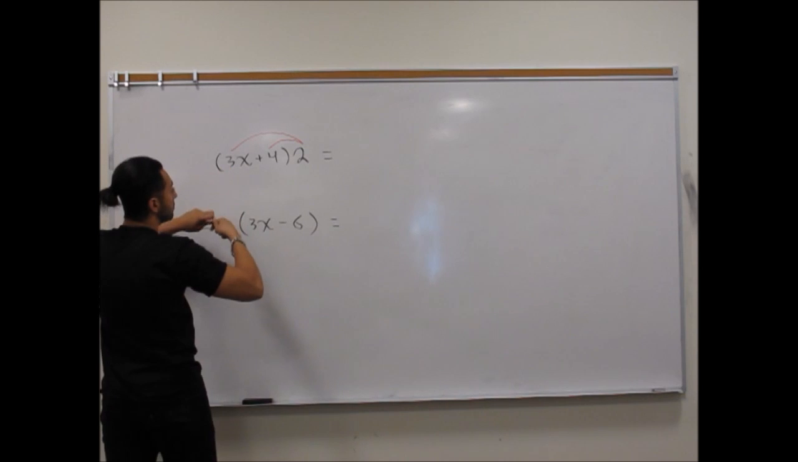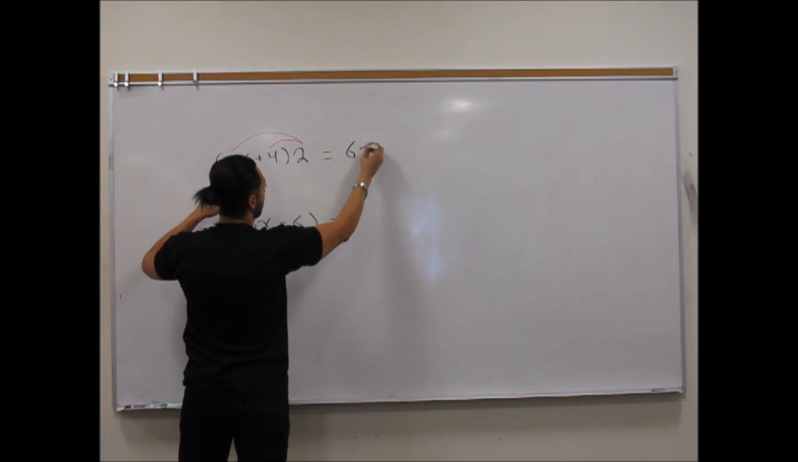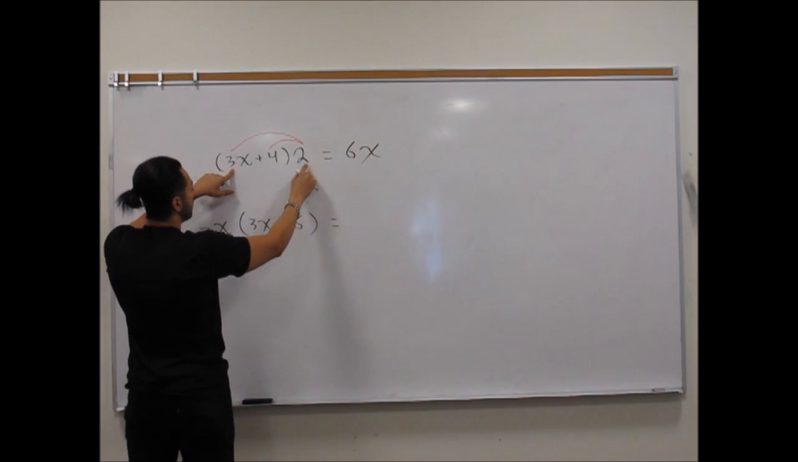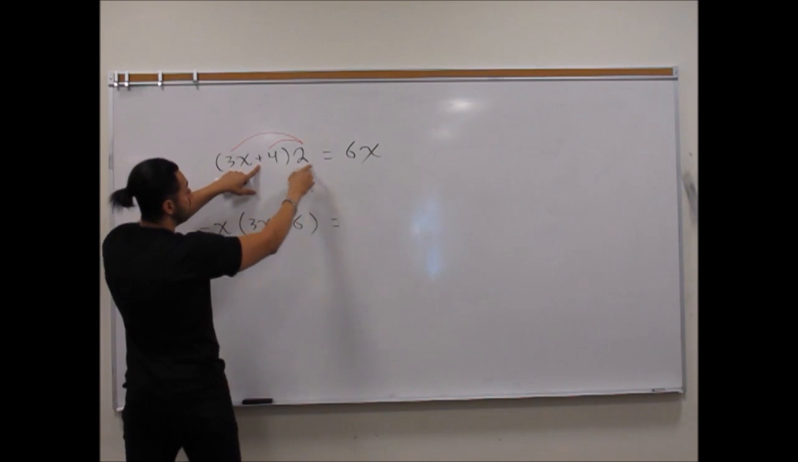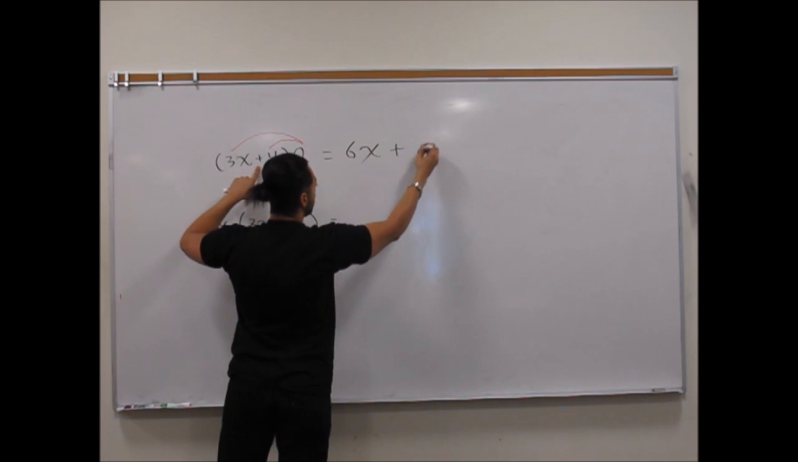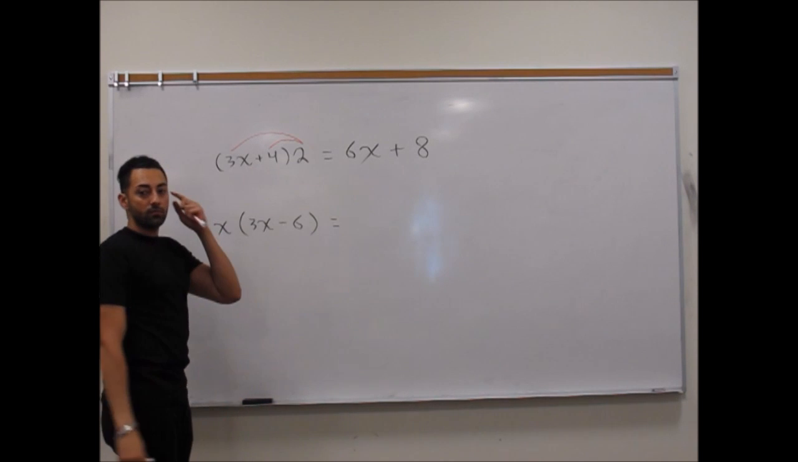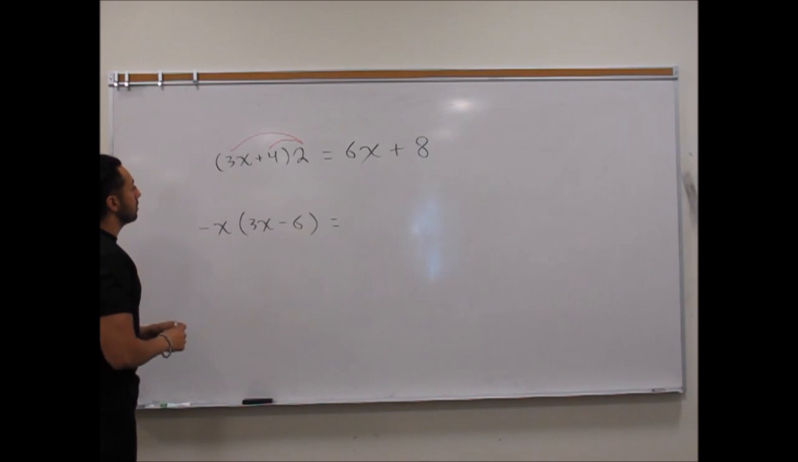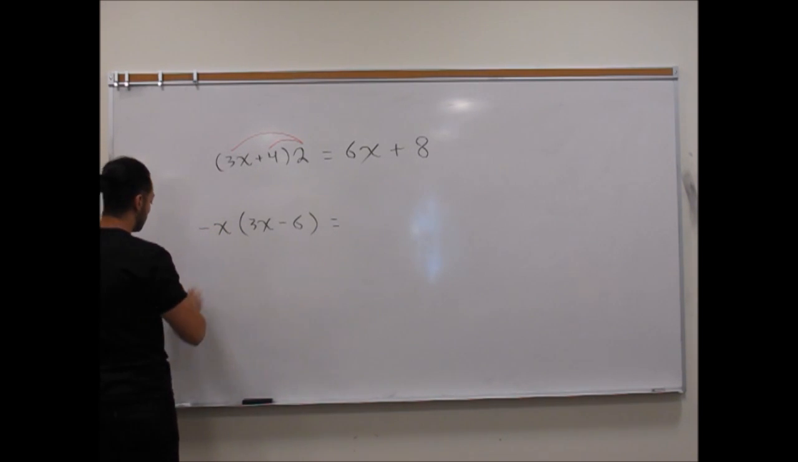So 2 times 3 would be 6, and we just carry along that x. And then the 2 is going to get multiplied with a positive 4, so that would be a positive 8. And that would be it for that one. Okay, so now let's look at the variable case.